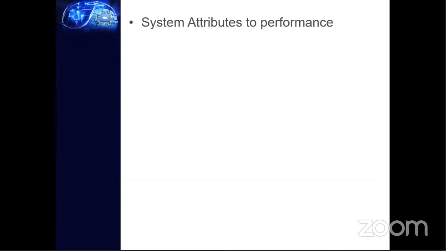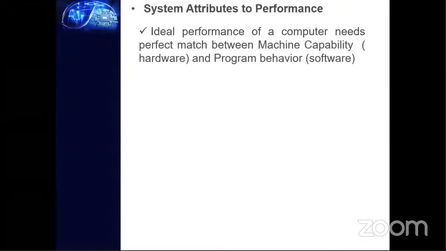Okay, so in the last class we started this. What we said in that last session, first I said one point. The ideal performance of a computer needs a major requirement. That means a perfect match between the hardware and the software, that means the machine capability and the programming behavior. I said this. So what is the meaning, sir?